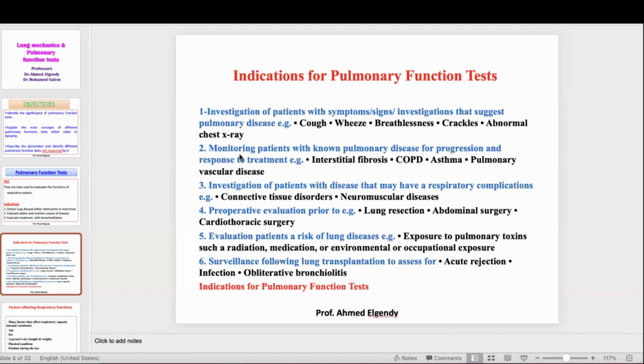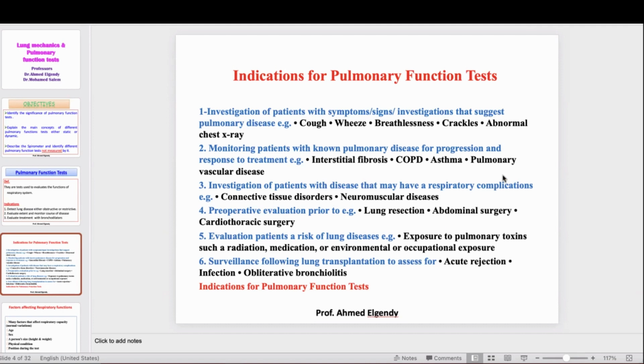Number two, monitoring the patient with known pulmonary disease for prognosis and response to treatment. So a known person has the pulmonary disease, and now you want to see the progression and response to treatment. For example, in interstitial fibrosis, COPD, asthma, pulmonary vascular disease.